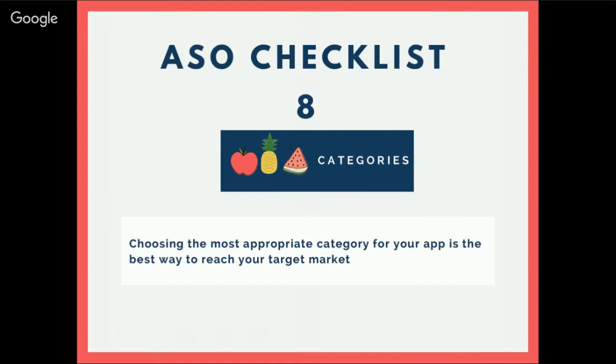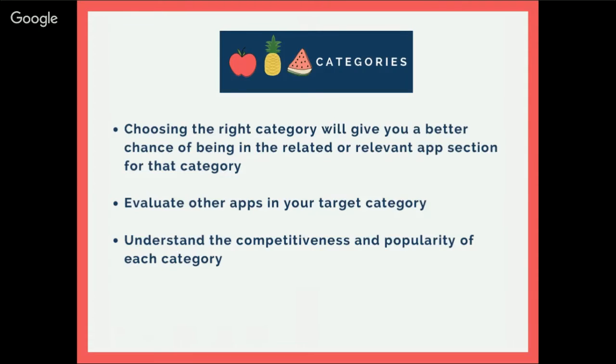ASO checklist number 8 item is categories. With categories, you don't have to always choose the category right off the bat. So you don't have to say, okay, this is a dating application, it has to go in lifestyle. This is a teaching application, it has to go into education. But you can actually be a bit tricky and play your game around categories, because choosing the most appropriate category is the best way to reach your target market. Choosing the right category will give you a better chance of being in the related or relevant app section.